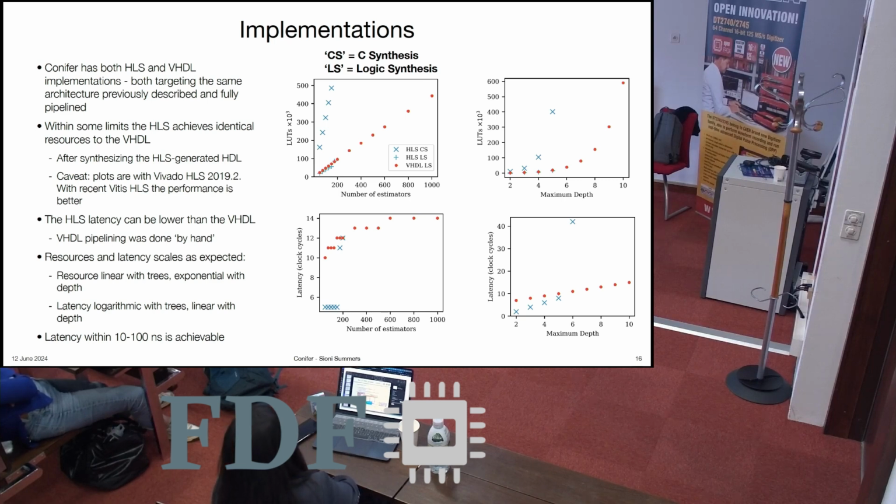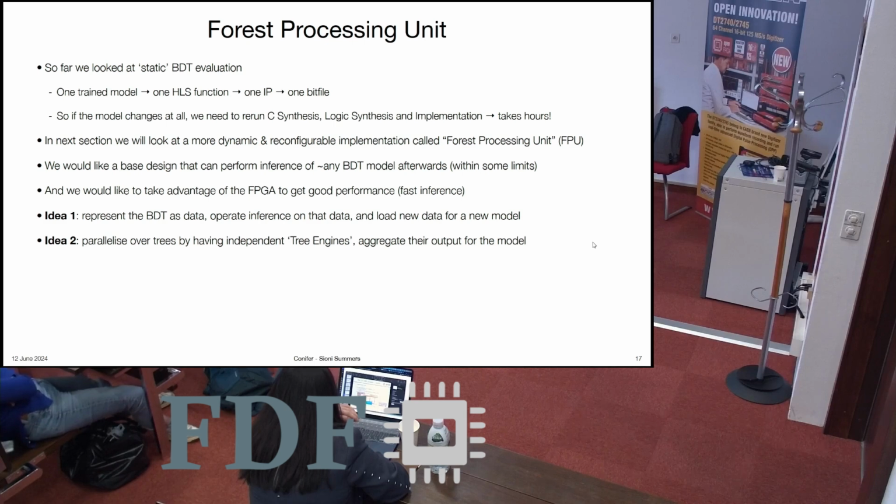There were also certain dependencies or scalings in these plots that are intuitive: the resources increase linearly with the number of trees, and exponentially with the depth of the trees, since the number of nodes goes exponentially with the depth. And the latency increases logarithmically with the number of trees and linearly with the depth. So that was the two back ends of the Conifer project that I described, which is for static BDT evaluation.